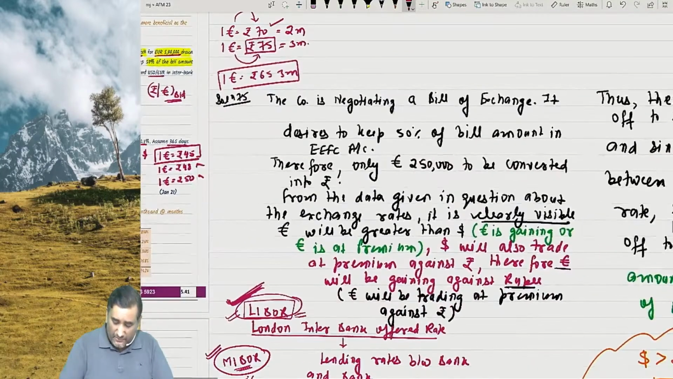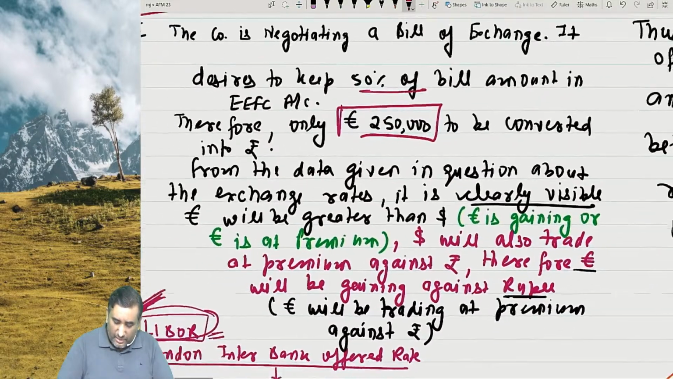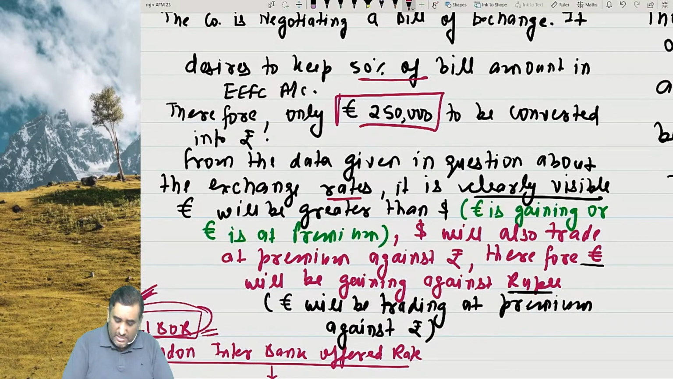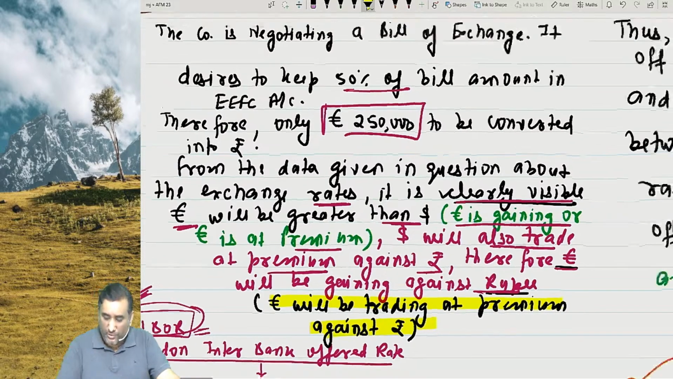I have written here that the company is negotiating a bill of exchange. It wants to keep 50%. Therefore, for 2,50,000 only we will do it. And from the data given in the question about the exchange rate, it is clearly visible that euro will be greater than dollar. Euro is gaining, or is at a premium. Dollar will also trade at what? Premium against rupee, therefore euro would be gaining against what? Rupee. And we can easily make out euro will be trading at a premium against rupee. From the question we could make this out.